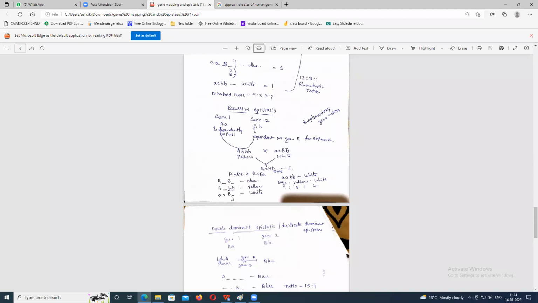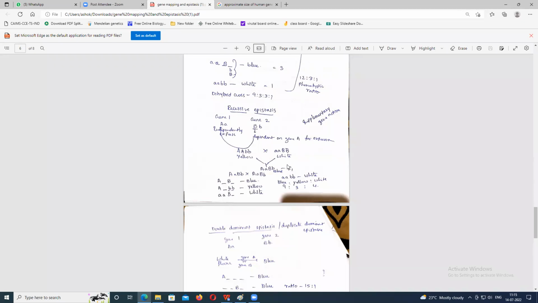Only B cannot express. B, when it is present along with capital A, then only it can show its phenotypic expression. In other words, you can say, but it is not the thing.